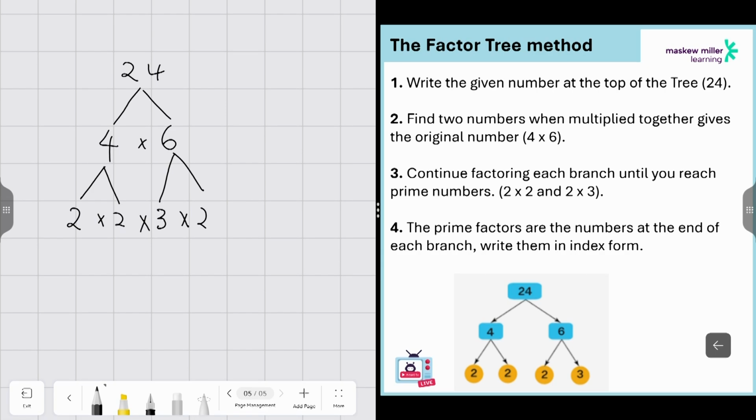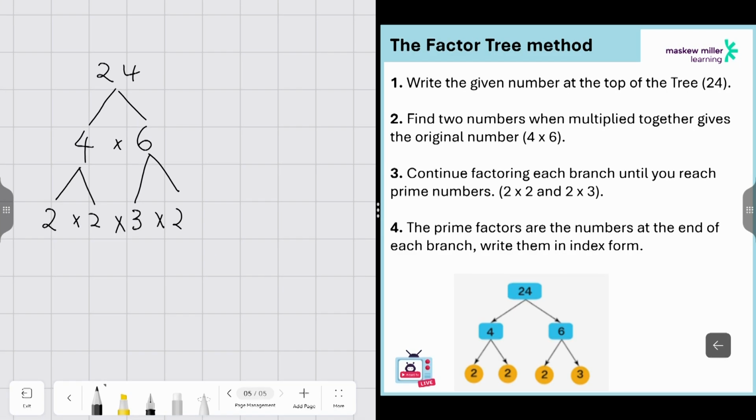So after here, there's nothing that I can do. I cannot break anything. I'll have to leave it like that. So therefore, I'll then write 2 multiplied by 2 multiplied by 3 multiplied by 2 as the prime factors.